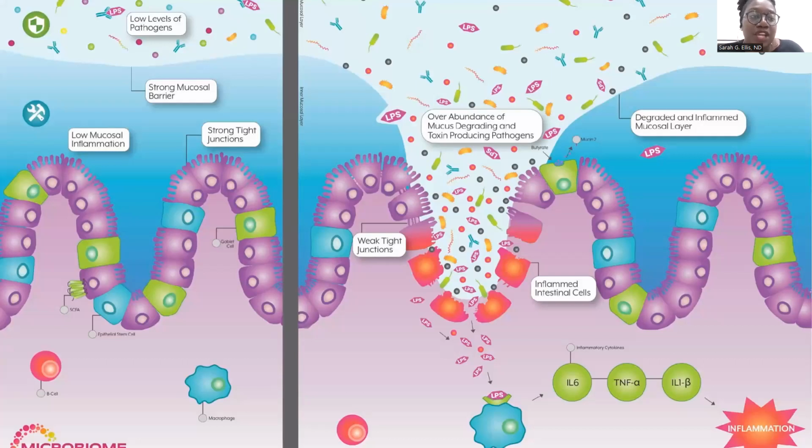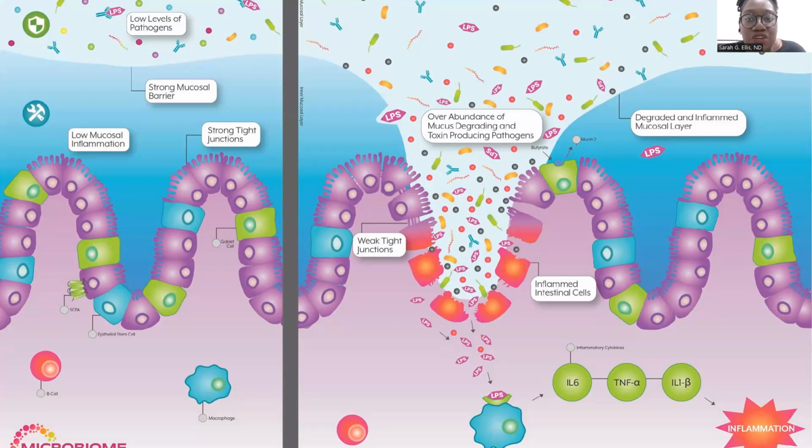So on the left here is the picture of a healthy microbiome. A healthy microbiome has low levels of pathogens. It has a very diverse microbiome, a strong mucosal barrier, low mucosal inflammation, and strong, tight junctions along these enterocytes.